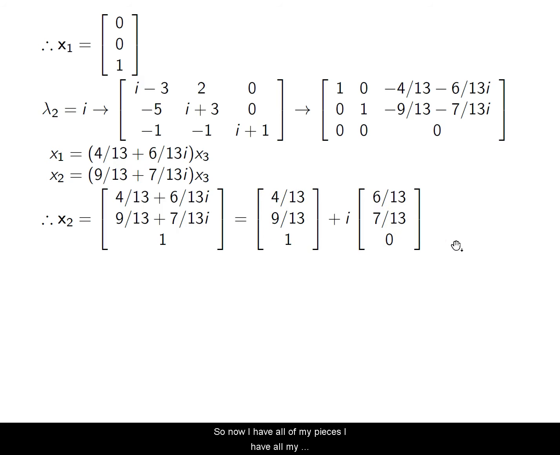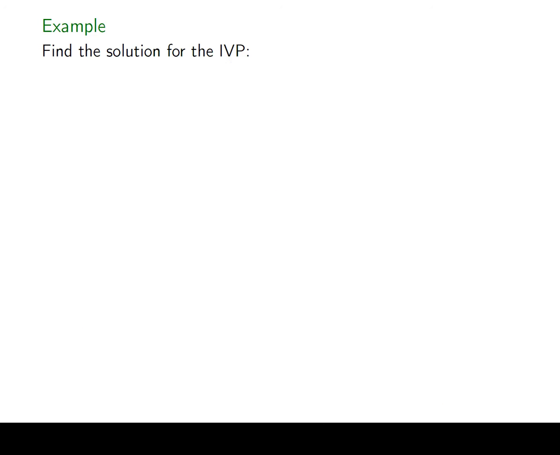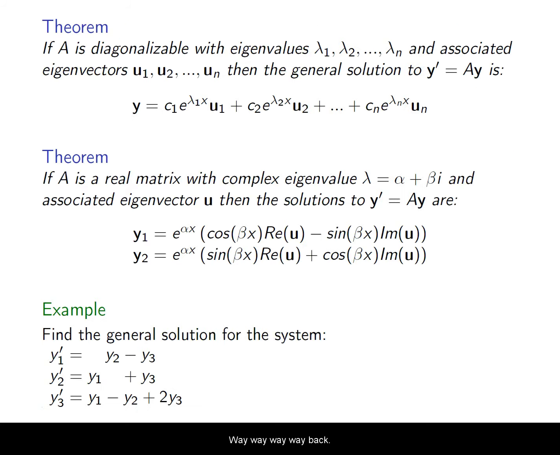So now I have all of my pieces: all my eigenvalues and their associated eigenvectors. I need to throw them all together to form my solution. Before we start, just remember, for this eigenvalue, my alpha is 0 and my beta is 1. Because if we go all the way back, look in your notes. Let's go all the way back real quick, just to remind you.